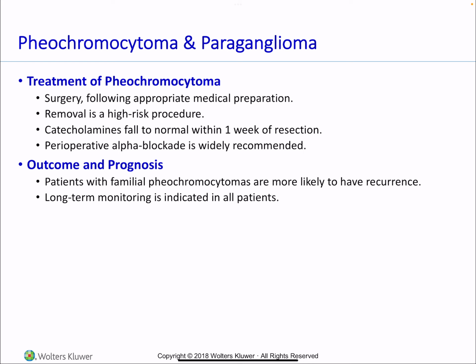The treatment involves surgery following appropriate medical preparation. There is always a high risk here because of surgical procedure, which is removal of a tumor. Typically, catecholamines fall to normal within a week of resection, and preoperative alpha blockade is usually recommended. Patients with familial pheochromocytomas are more likely to have a recurrence of the tumors, but long-term monitoring is indicated in all patients.